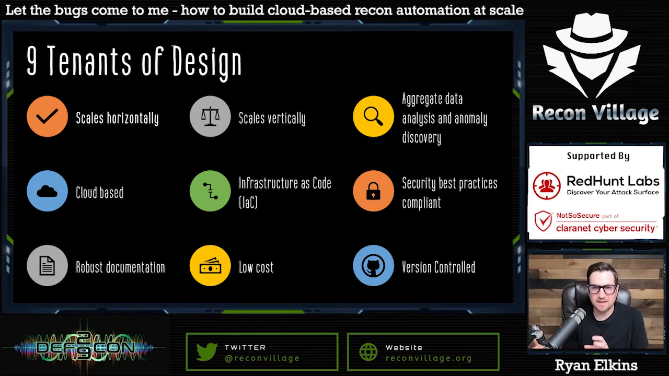The other piece is aggregating the data analysis and anomaly discovery. So I want this raw data and I want it to be aggregated across different tools and pulling everything together so I don't have to individually go and look at one tool's output and then the next one, but bringing it all together to make the most relevant intelligence possible.